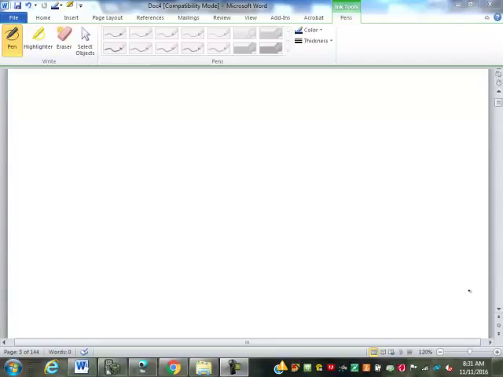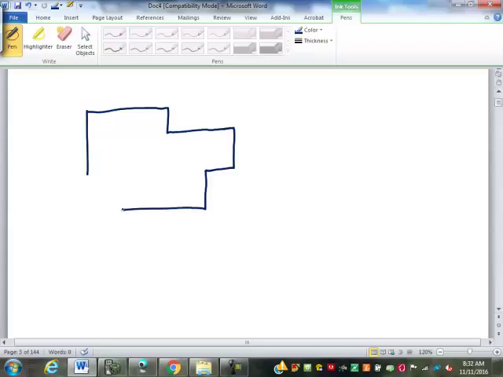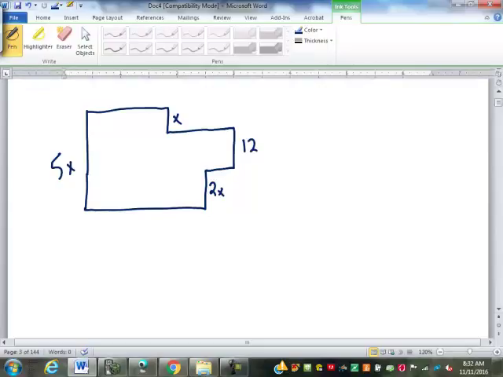So as you're going through that packet, you'll notice there's some problems that are not just combining numbers and putting together some symbols with the numbers. There are some that actually you're going to have to combine the symbols. Similar to this. Let's say this is 5x here. This is x, this is 12, and this is labeled as 2x. What are we calling this? Just finding missing dimensions with variables.